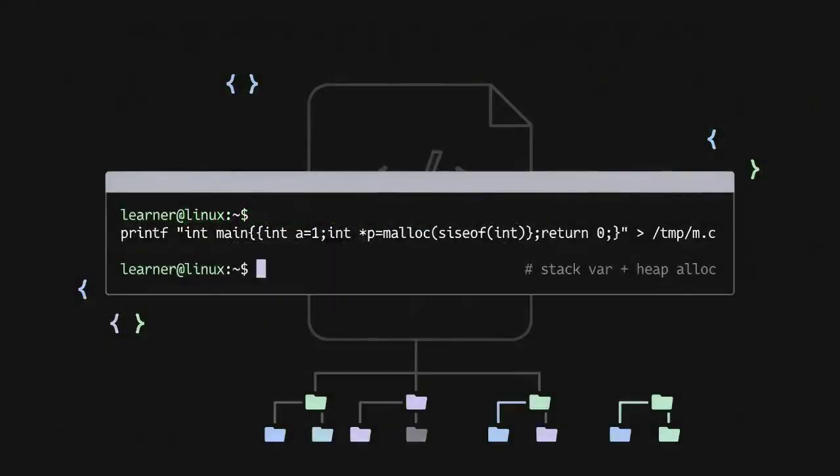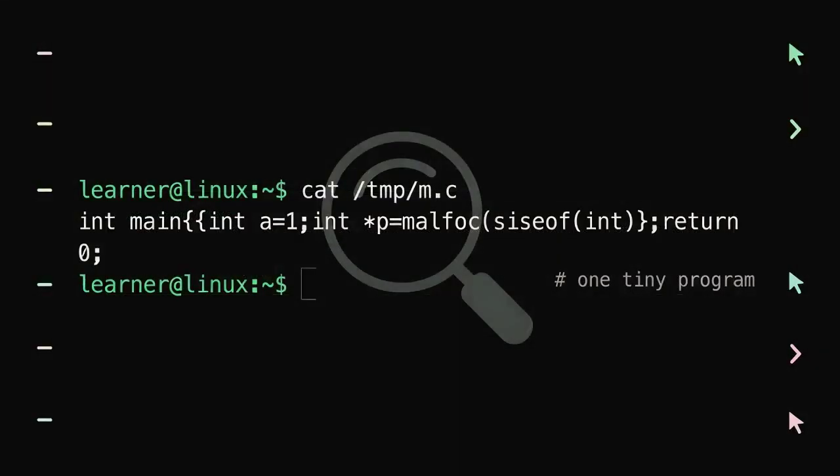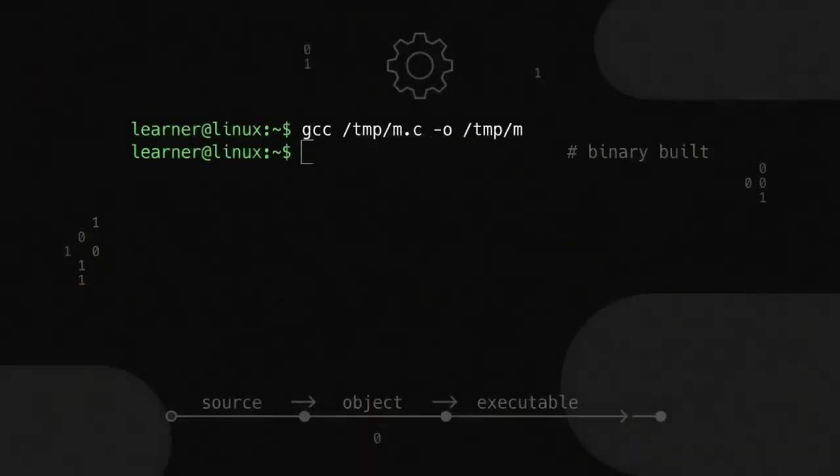Next, we create our source file using printf piped to a redirect. The program declares a local integer, a, on the stack and requests heap memory with malloc for the pointer p. This single file is enough to make the operating system allocate both regions. We verify the file actually contains what we intended by running cat on it. The single line of C is small, but it clearly shows the stack variable assignment and the heap allocation call side by side. Now we hand the file to GCC.